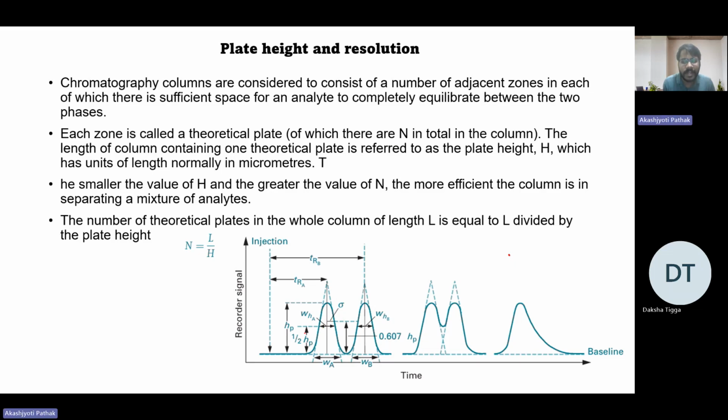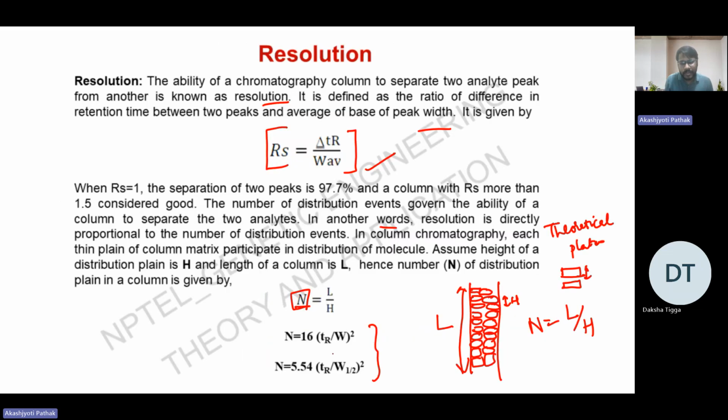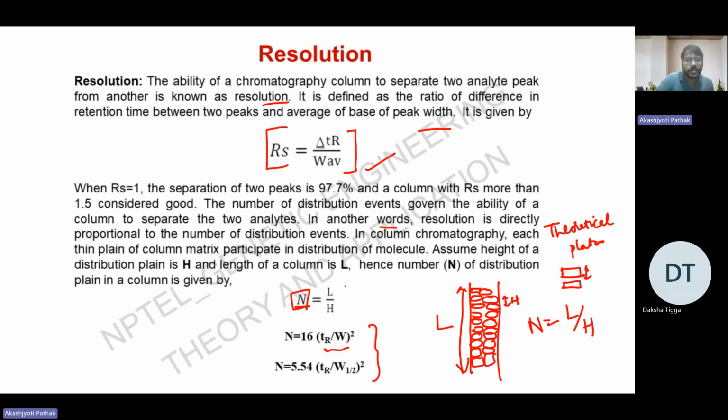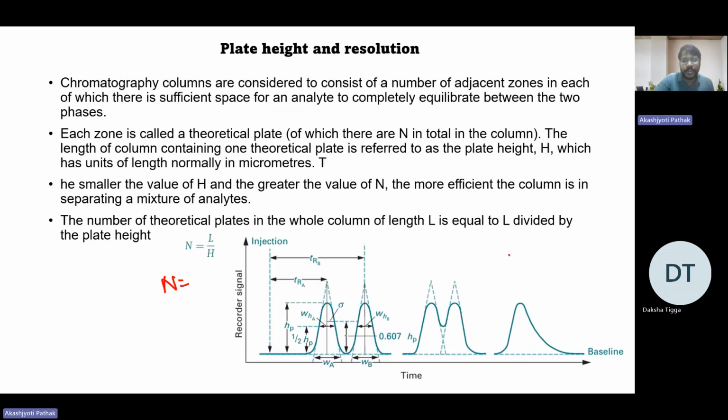Half height is the half each row. So these different parameters you can use, and then you can get this number of theoretical plate value. That is what you were seeing in this formula, right? This TR by W. W is basically the average of WA and WB, and this TR is the difference in the retention time of these two. So you can express it in terms of the retention time, and you can express it in terms of the peak width as well.